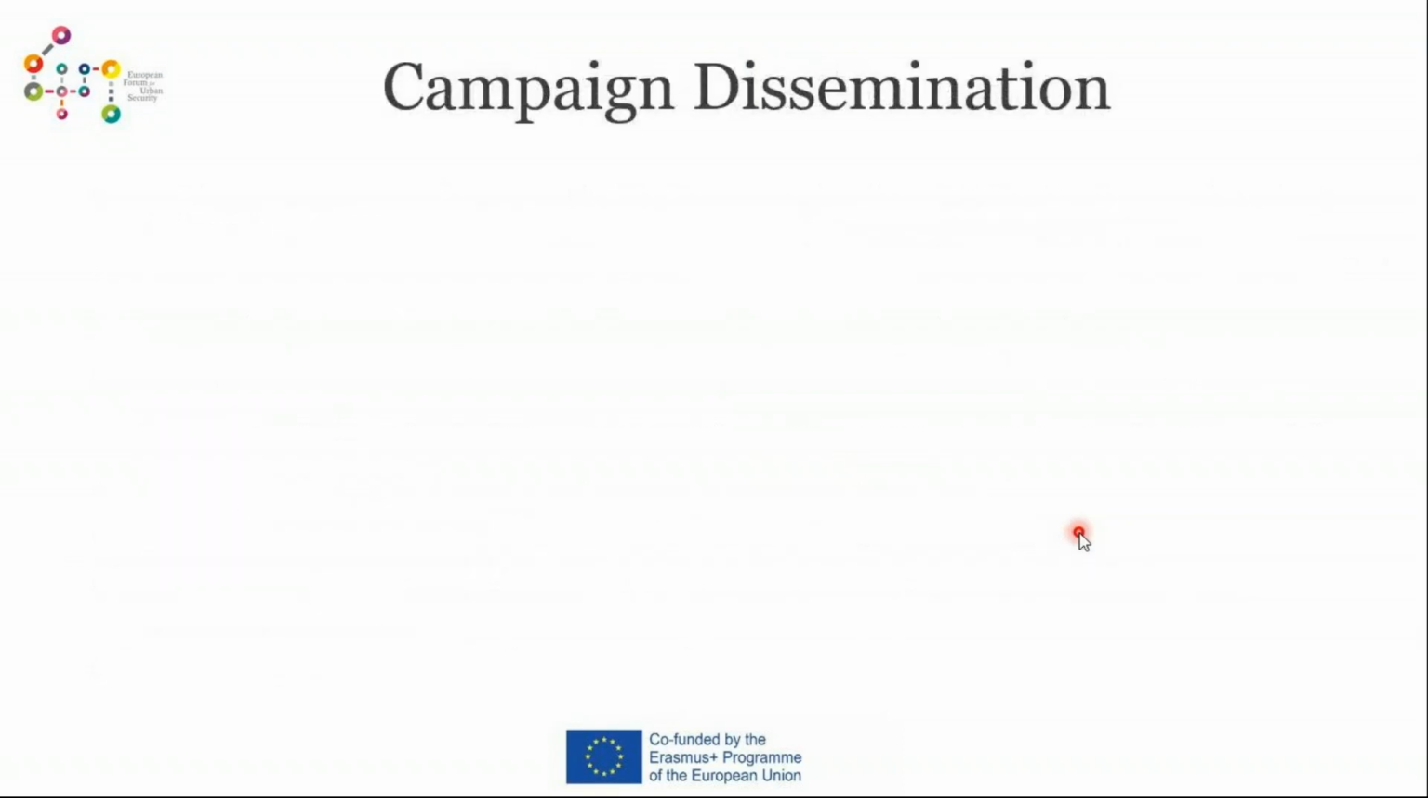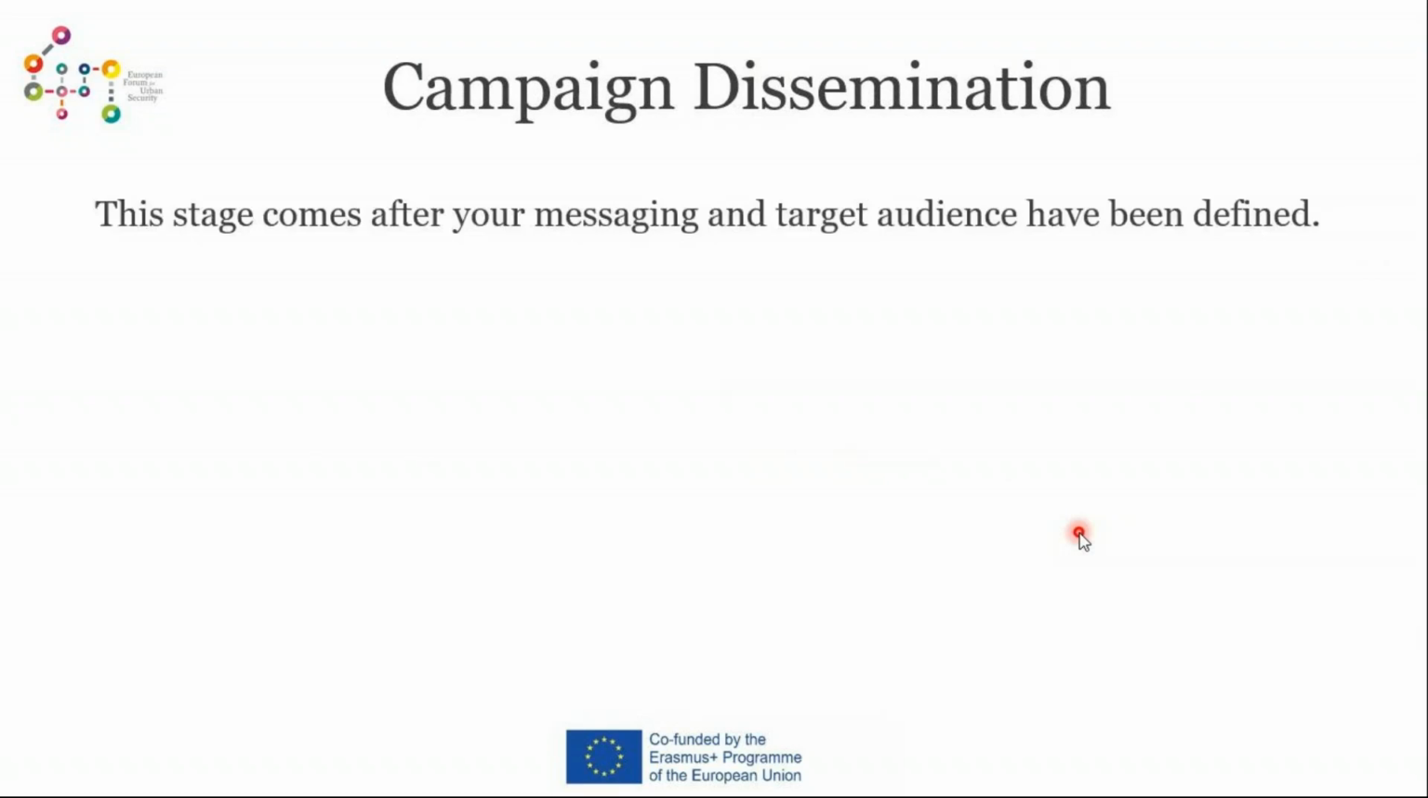So I'm going to go into campaign dissemination. And this stage comes after your messaging and your target audience have been defined. So once you've got past the campaign ideation stage and the refinement stage, and you've decided on your messaging and your target audience, that's when you would start thinking about dissemination.